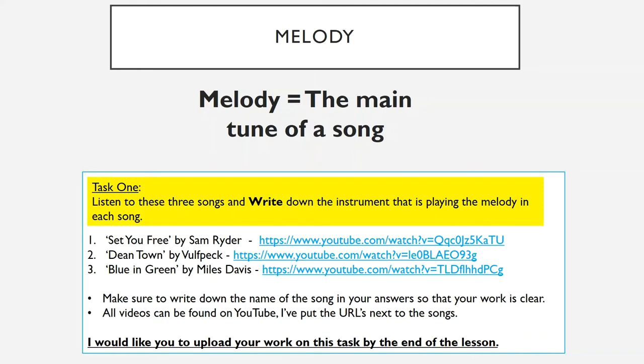So for task one, I would like you to listen to these three songs. That is Set You Free by Sam Ryder, Dean Town by Wolf Peck, and Blue in Green by Miles Davis. I put the URLs next to each one. I'd like you to listen to those three songs and write down the instrument that is playing the melody in each of these songs. Make sure when you write down which instrument is playing the melody of each song, you write down the name of each song as well to make sure that your work is clear. And then all videos can be found on YouTube. I put the URLs there as said prior.